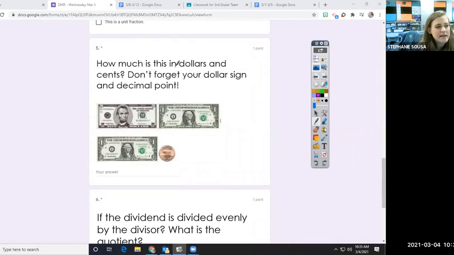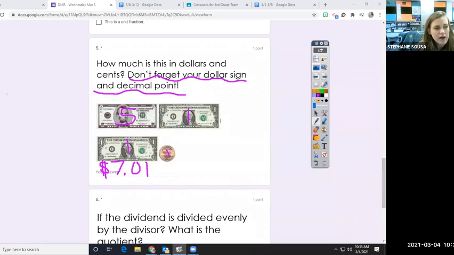How much is this in dollars and cents? Don't forget to put your dollar and decimal point. We did better today. Some of y'all still forgot that decimal, so you got it wrong. Make sure on your quiz tomorrow you put that decimal. This is a $5 bill. $1 is $6 plus another dollar is $7. A penny is worth 1 cent. So we put a 0 where the dimes go and a 1 where the pennies go.